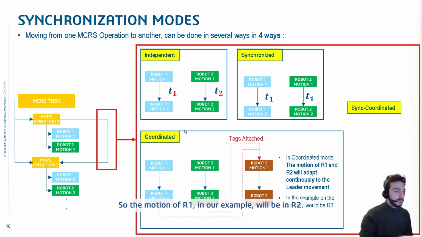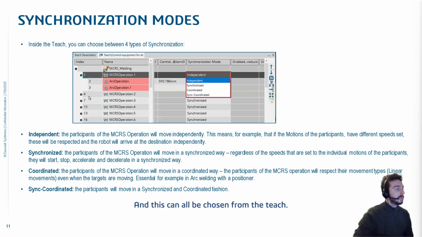So the motion of R1 and R2, let's say if we have 3, this is a scheme for 2 robots and another carrying robot, or it could be a positioner, the same thing. The motion of R1 and R2 will continuously adapt to the leader movement, the leader being R3. And of course, you have the fourth one, which is the combination of synchronized and coordinated, called synchronized coordinated mode. This can all be chosen from the teach. You have the synchronization mode column that lets you choose that for every operation individually.